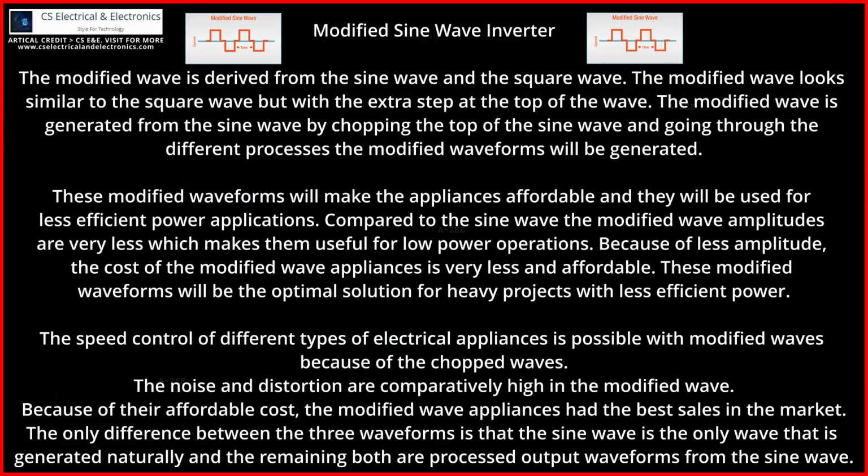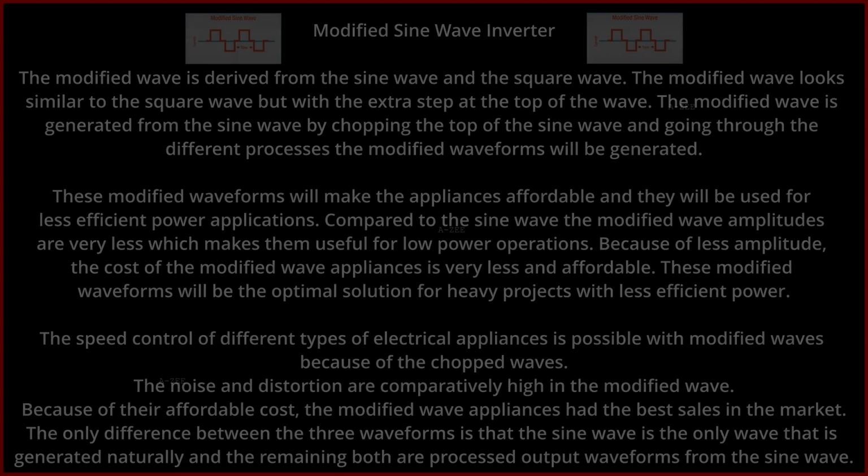Because of their affordable cost, the modified wave appliances have good sales in the market. The only difference between the three waveforms is that the sine wave is the only wave that is generated naturally, and the remaining two are processed output waveforms from the sine wave.